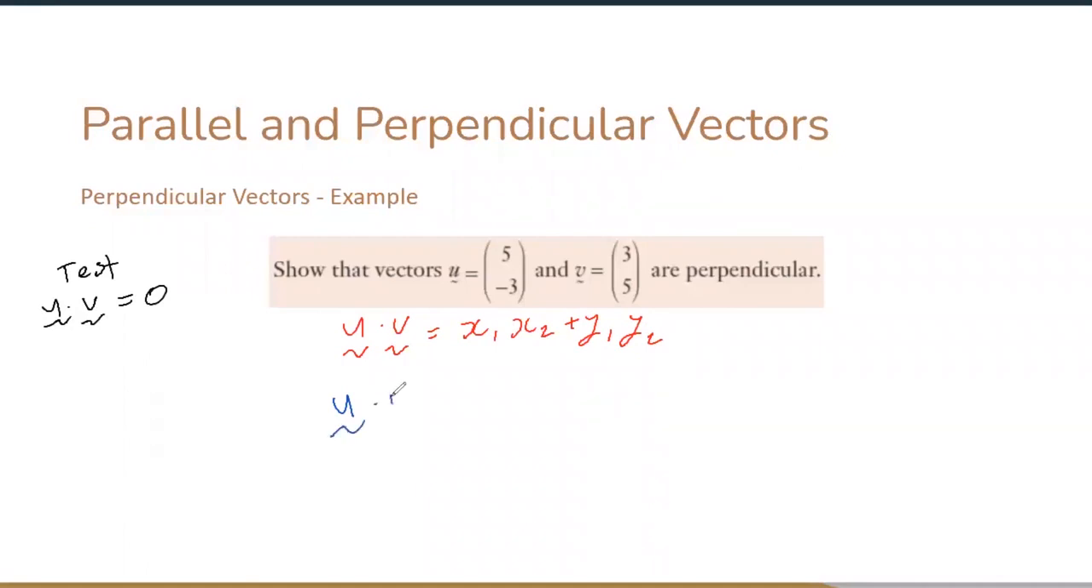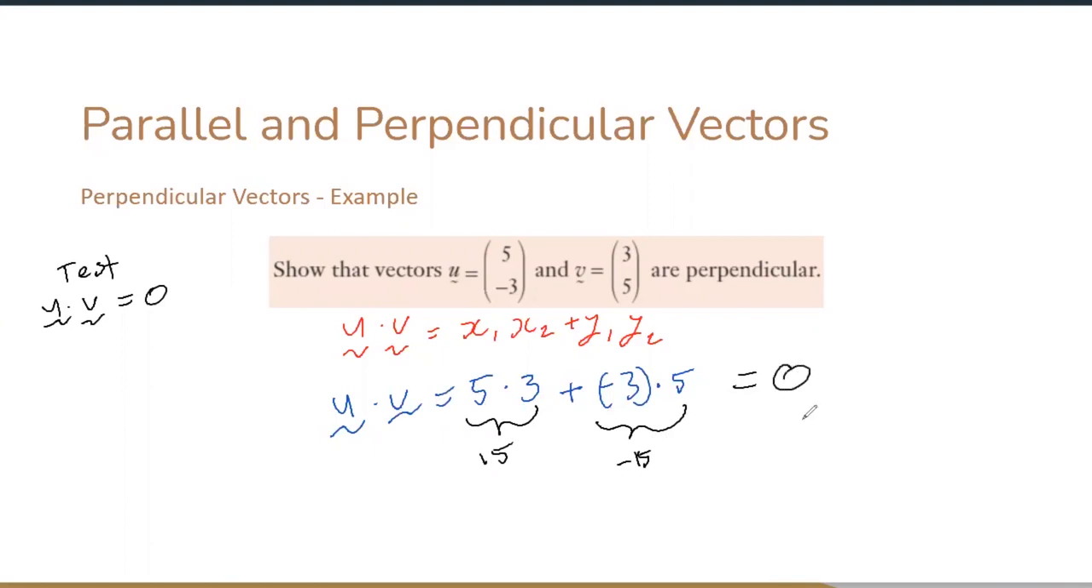So if we have u dot v, then we're going to have our x1 and x2 as 5 times 3. That's 5 times 3 plus, and that's going to be minus 3 times 5. So this is going to be 15, and this is going to be minus 15. So that means that u dot v is going to be equal to 15 minus 15, which is 0. So therefore, u dot v equals 0, and u and v are perpendicular. So now we've shown that they're perpendicular, and we've done that by testing the dot product, and we use this other formula for the dot product where we multiply the components and then add the multiples.